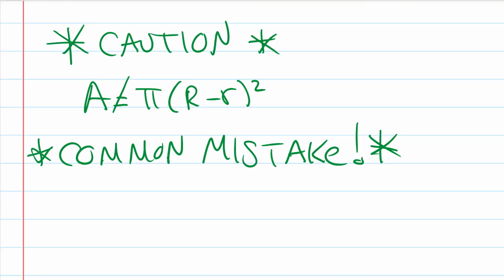The area is not pi times big R minus little r, squared. This is a common mistake that a lot of calculus students make. You have to square the outer radius and then square the inner radius and then subtract. Don't subtract and then square.